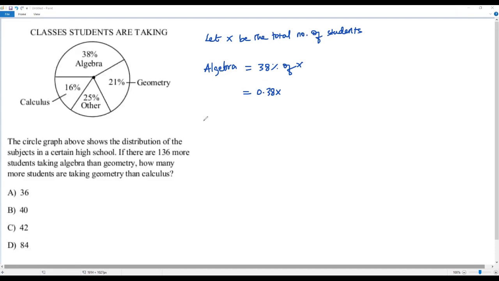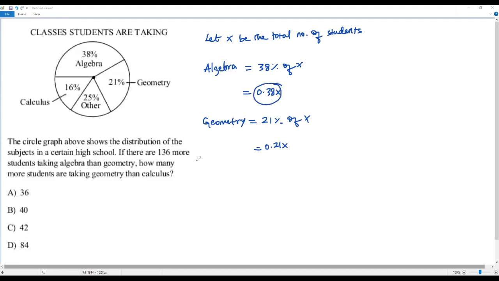Now let me write the number of students who are taking geometry. To get the number of students who are taking geometry, we have to calculate 21% of this X, because for geometry, in the given graph, we have 21%. So the number of students who are taking geometry is 21% of X. We can write this 21% as a decimal, then we get 0.21 times X.